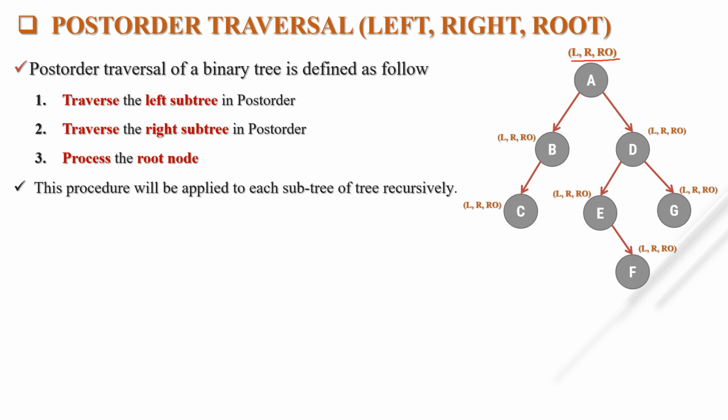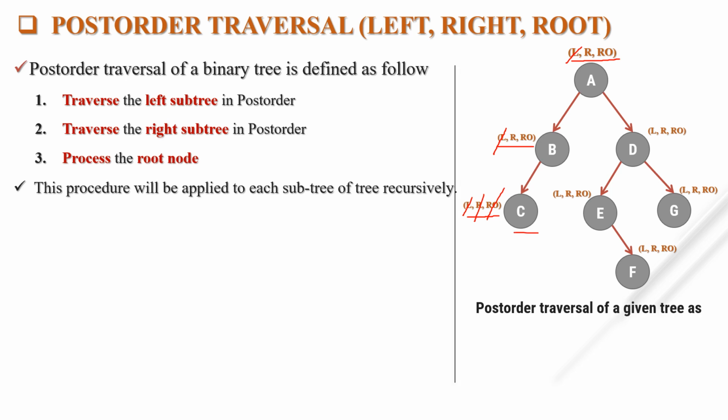What is the left? We are first going to the left subtree. In the left subtree we got B. Once again we apply post order, that is left, right, root. Once again we go to the left subtree. We got node C. There is no left subtree. There is no right subtree. So we have to process the root node. Right now the root node is C. So what is the answer? C. Clear?